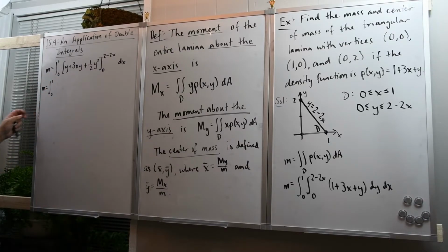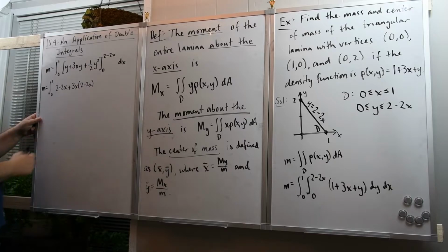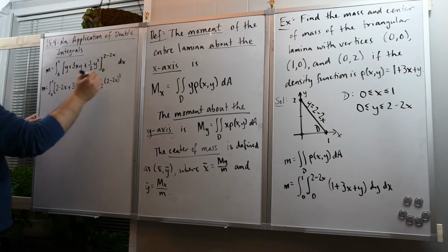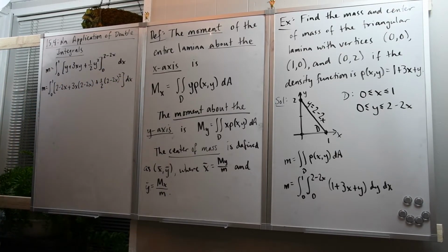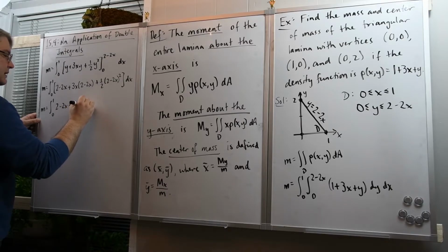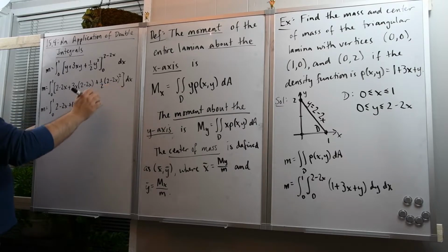All right, so mass is going to be the integral from 0 to 1. We'll plug the 2 minus 2x in for y here. We'll have a plus 3x times (2 minus 2x), and then we'll have 1/2 times (2 minus 2x) raised to the second power. There's a bit of algebra, of course, that we're going to be expected to pull off here. So we have the 2 minus 2x. 3x times 2 gives us 6x. 3x times negative 2x is a negative 6x squared. And then we'll have a plus 1/2, and now we'll square this 2 minus 2x.